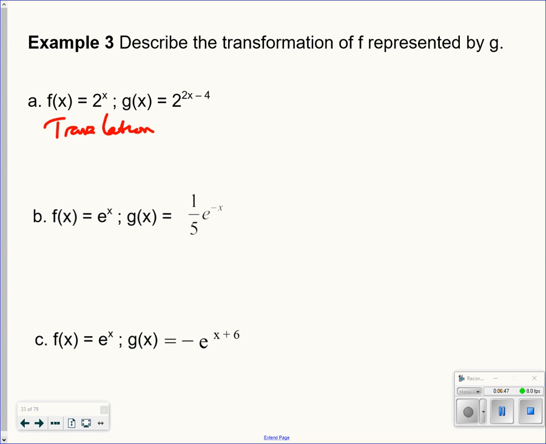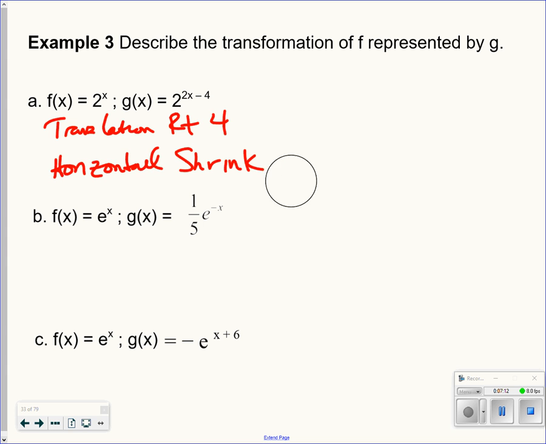So if I replaced x with x minus 4, then I would get just 2 raised to the x minus 4. So that'd be a translation to the right 4. And then if I replaced x, so I did a horizontal shrink by a half, then that would replace x with 2x. So again, the order actually does make a difference here.